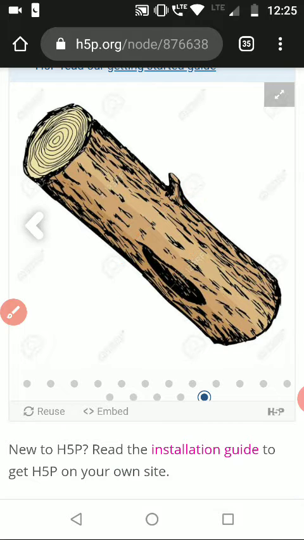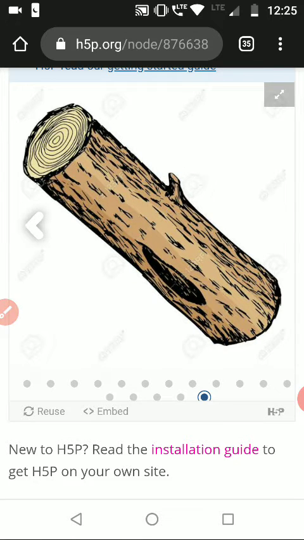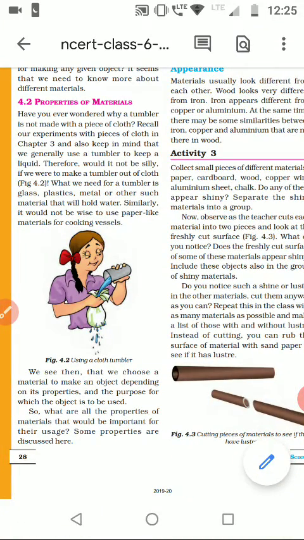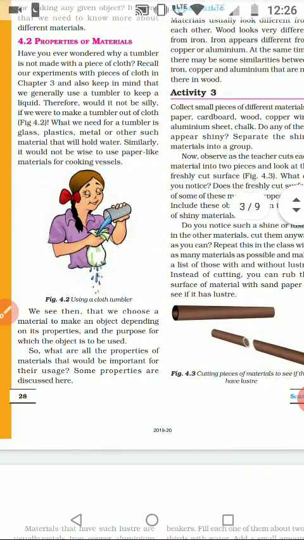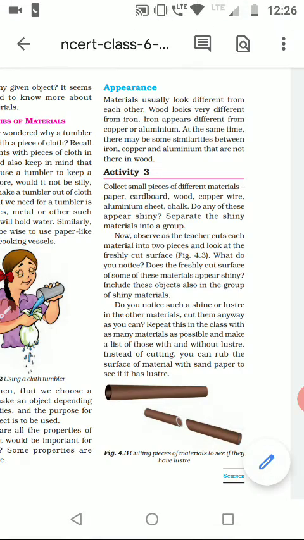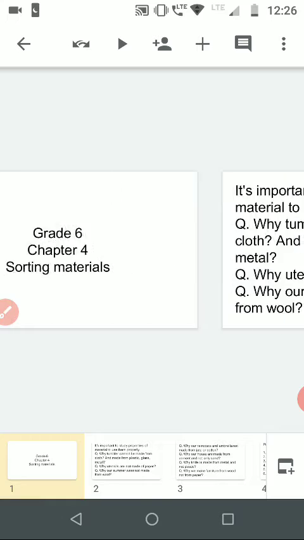So I hope these slides are clear to you. Let us move on to now our textbook page. So here is our textbook page. So here we have seen different materials. I have described you. So the first property will be appearance. So how the things appear. So let us see a presentation which I have made for you.